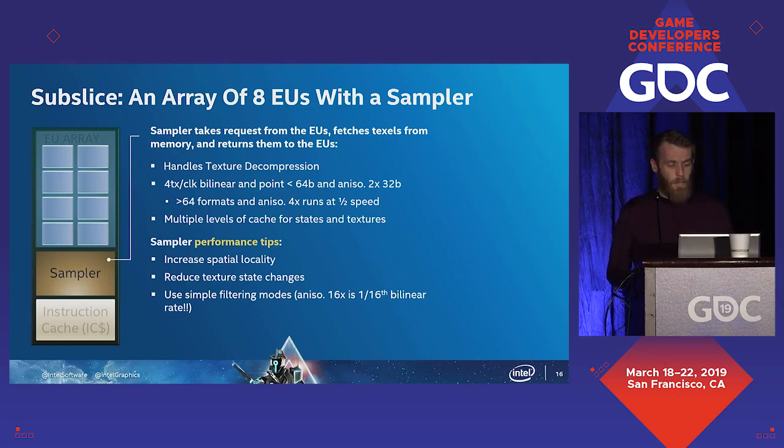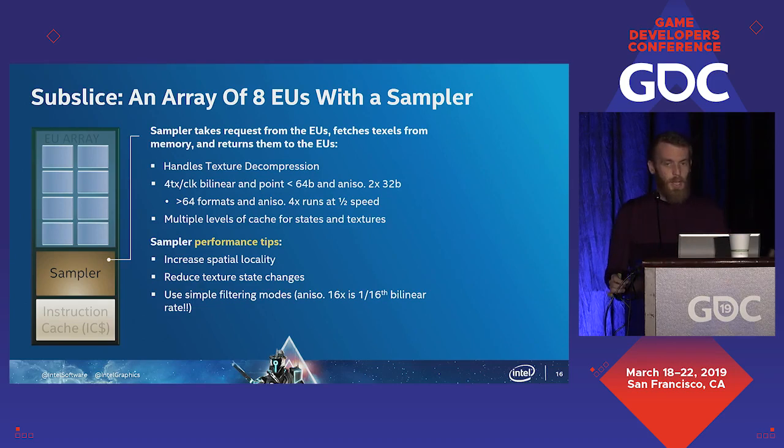Performance-wise, the sampler is capable of handling 4 texels per clock for linear or point sampling for everything smaller than 64-bit, and 2x for 32-bit formats. For all of the other formats, such as higher than 64, but I don't think anyone really uses 128-bit formats in games, and 4x, we're running at half speed. The sampler has multiple caches for state and textures. I won't go into detail in this talk.